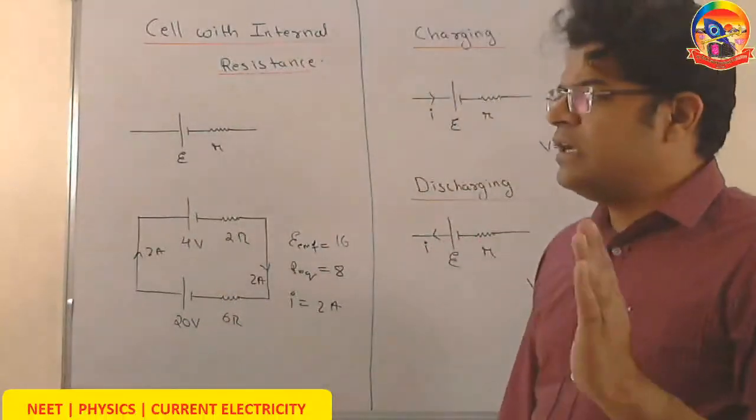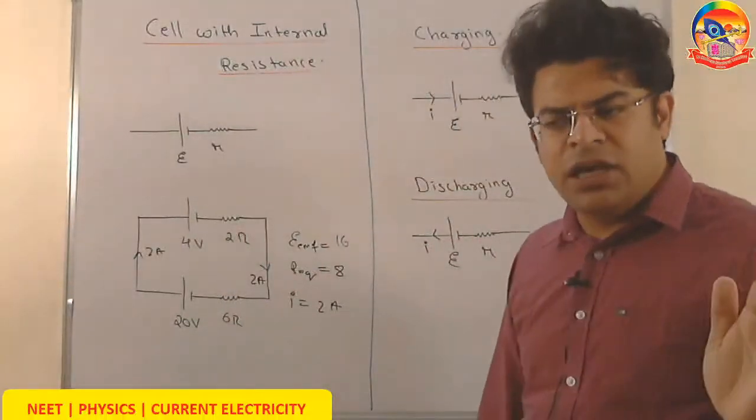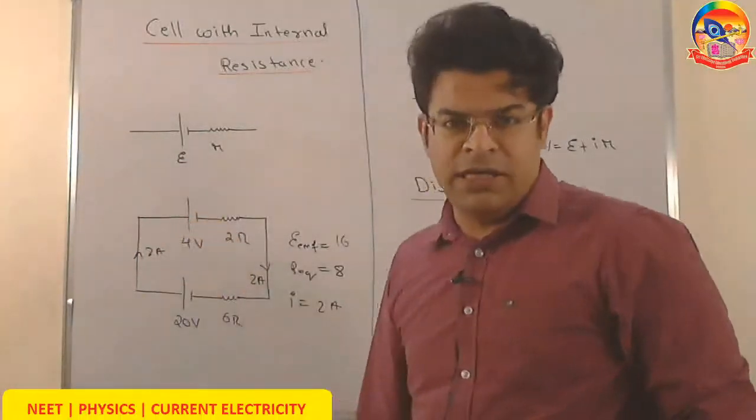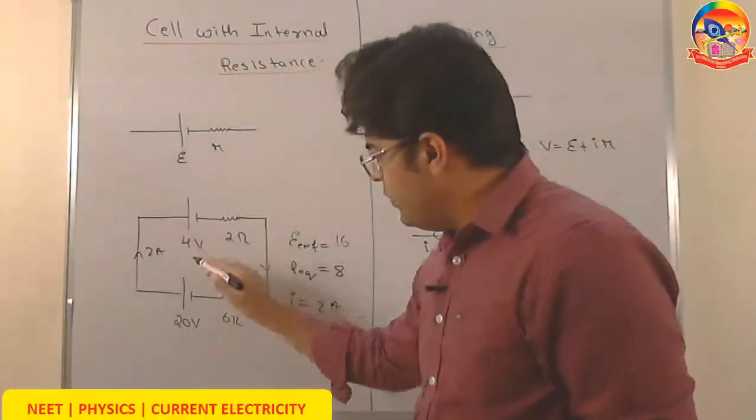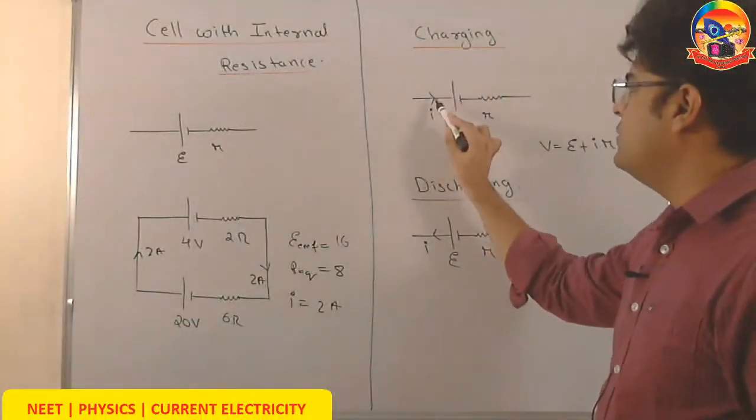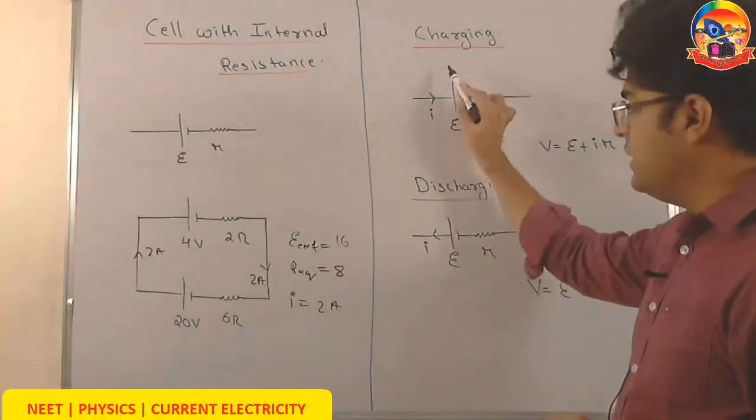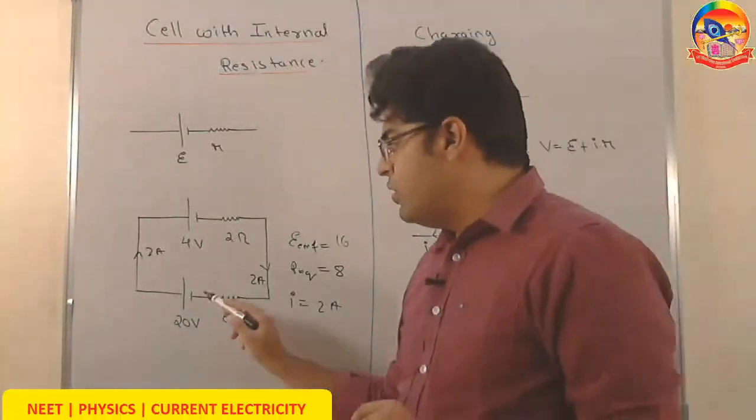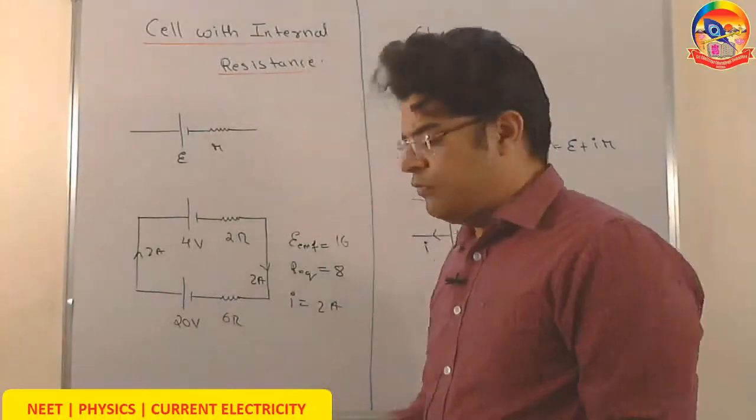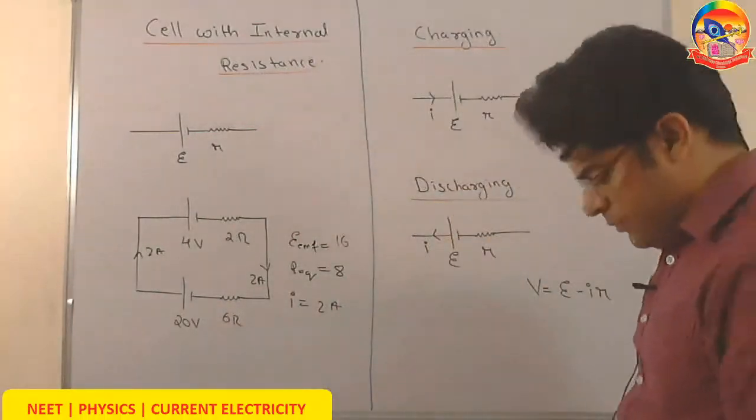So what is the condition for a cell getting charged or discharged? If the current enters the positive terminal of the cell, then the cell is said to be getting charged. So in the charging case, when the current enters the positive terminal of the cell, the cell is said to be charged. What is the definition of discharging? When the current exits the positive terminal of the cell, then the cell is said to be discharging.